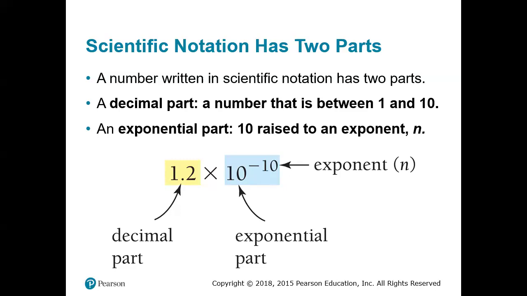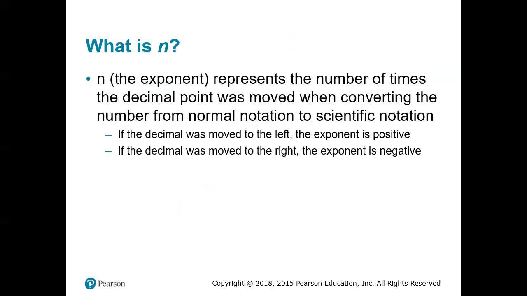So again, we've got the magnitude, which is the decimal part. What is the measurement itself? And then we have the exponent, which tells us how many times we need to move that decimal to the left or to the right. And so the exponent here, which we abbreviate by n, gives us this way of moving left or right for that number.